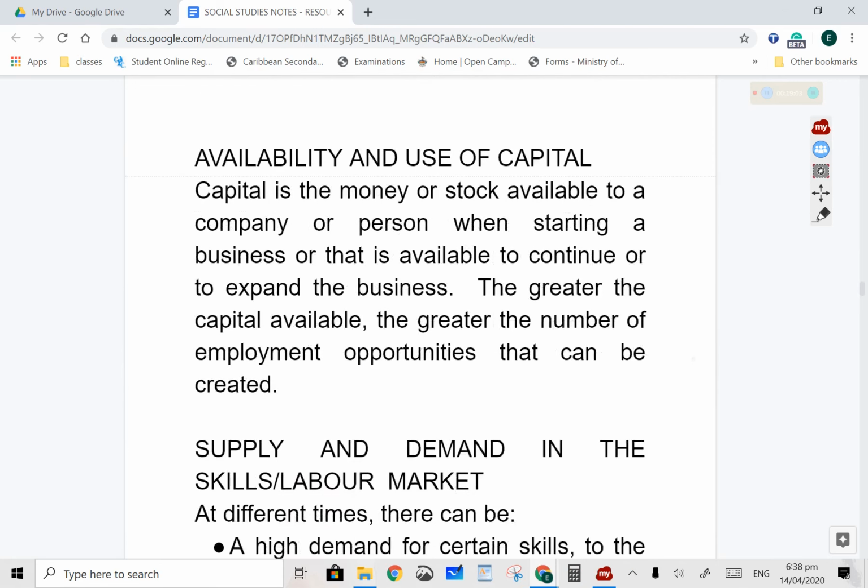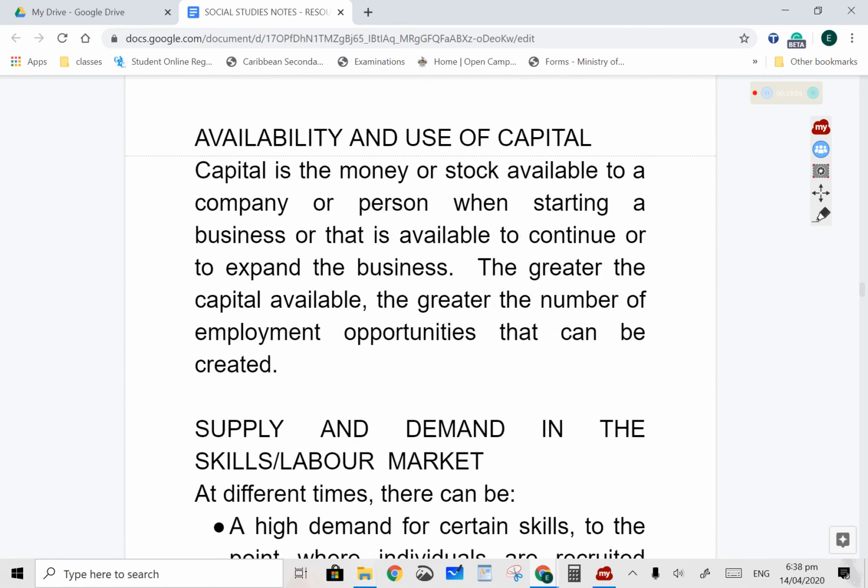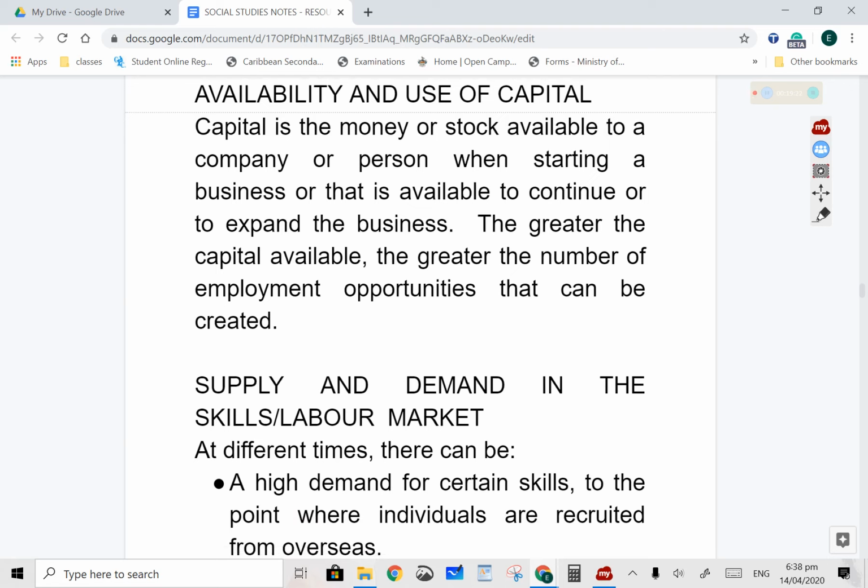Ability and use of capital. Now, sometimes you have information like this in social studies that you might think is basically business or principles of business, but it is also important for you to learn. Capital is the money or stock available to a company or person when starting a business, and that is available to continue to expand the business. The greater the capital available, the greater the number of employment opportunities that can be created.